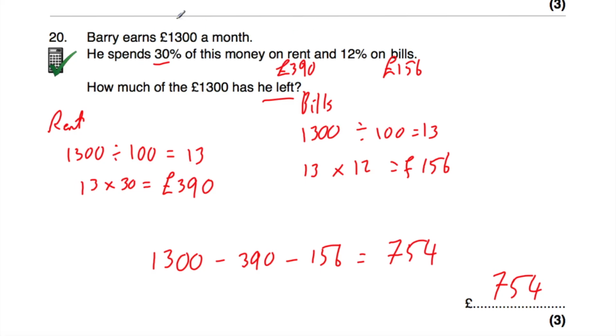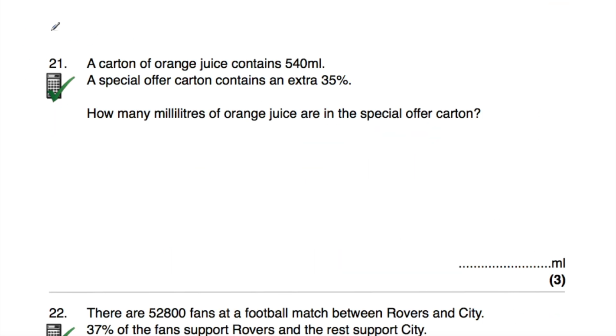So we could just work out 42% of 1,300 by taking the 1,300 and dividing by 100, which is 13, and multiplying that by 42, and that's equal to £546. And then if you take that away from 1,300 again, you'll be left with £754. Or alternatively, another approach that you could use is to take the 30% and the 12% away from 100%. That'll leave you with 58%, and then just work out 58% of 1,300, and that's equal to 754 as well. And that's it.